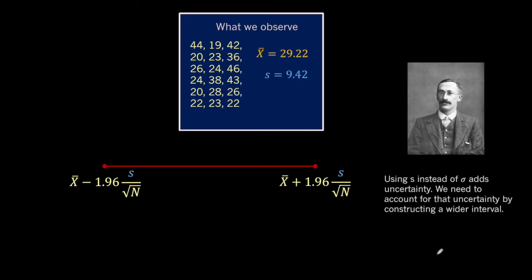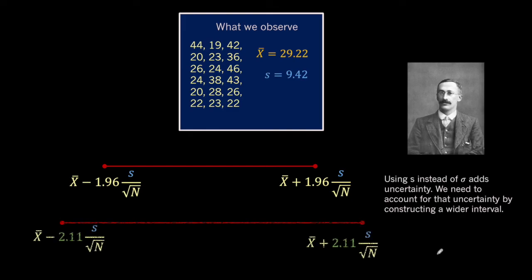Now, the problem here is that Gossett realized that there is uncertainty in S. Every sample we compute will have a new mean, we saw that, but also a new standard deviation. So this S value will vary also. There is also a distribution of S if we take repeated samples. So he said we need to account for that uncertainty, and the way to account for that uncertainty is to construct a wider interval. And he proposed something like this.